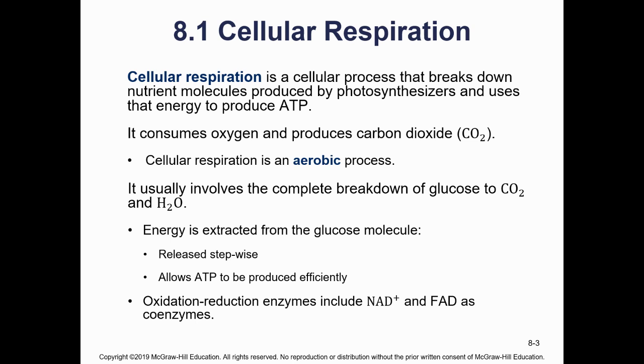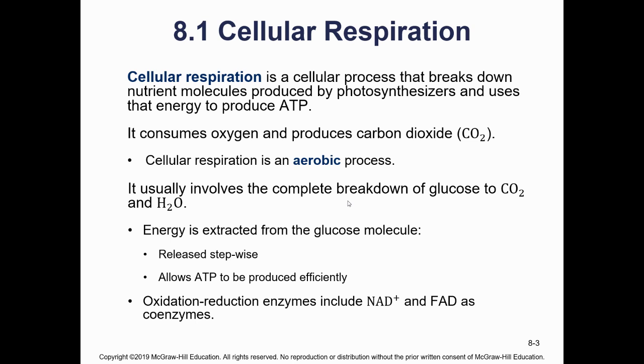And usually when we're talking about cellular respiration, we're looking at the complete breakdown of glucose to carbon dioxide and water. So we're going to take glucose, an organic molecule, C6H12O6, with lots of carbon-hydrogen bonds. We're going to end up with two inorganic molecules. No carbons will be left attached to any hydrogens, no hydrogens left attached to carbons. We're going to extract all of the energy from the glucose molecule.